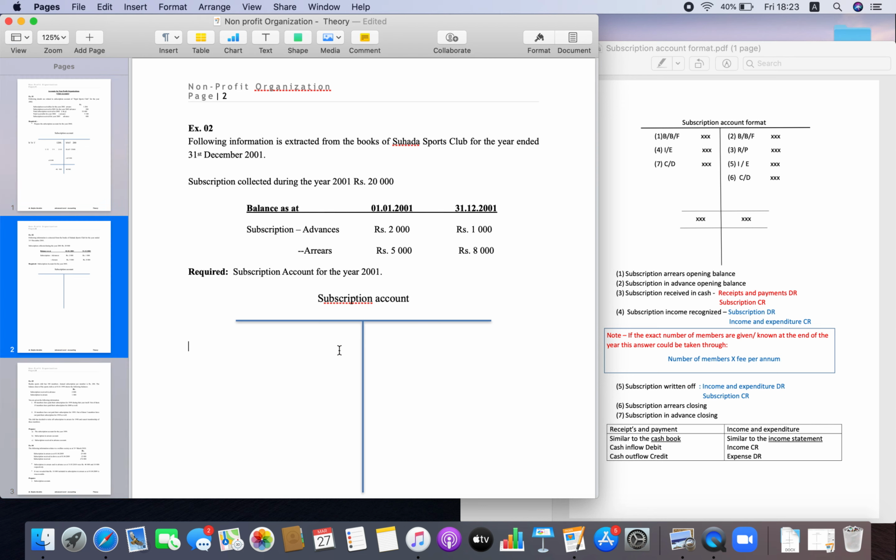So this is a more straightforward question. Look at this one. The following information is extracted. Again, please draw a T account in your writing book. The following information is extracted from the books of Suhanda Sports Club for the year ended 31st of December 2001. Number one, subscription collected. Please underline the word collected and write cash. Remember, when you receive cash, you record this in something called the receipts and payments account.